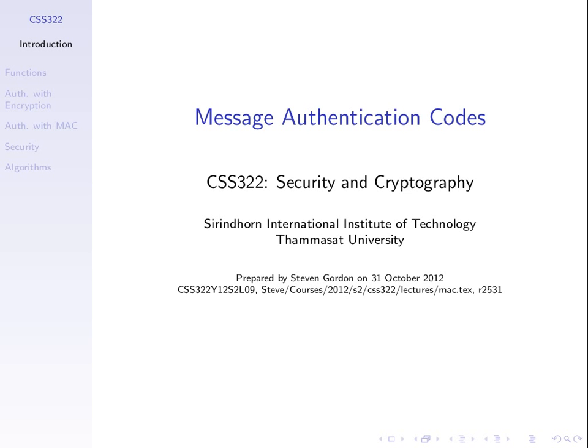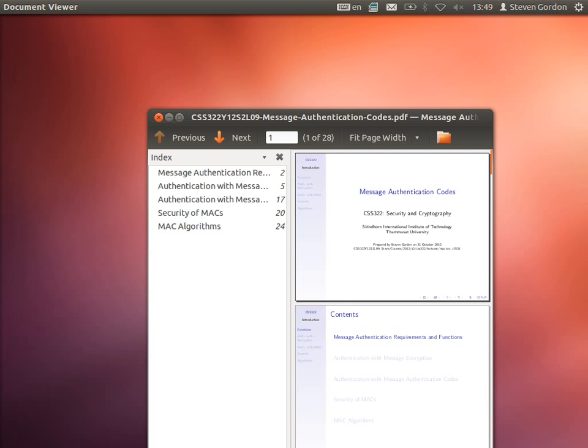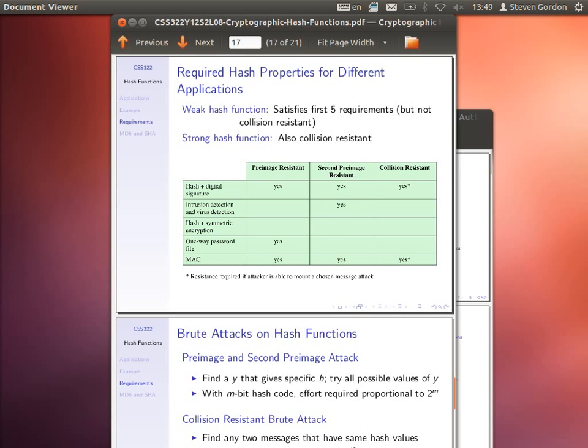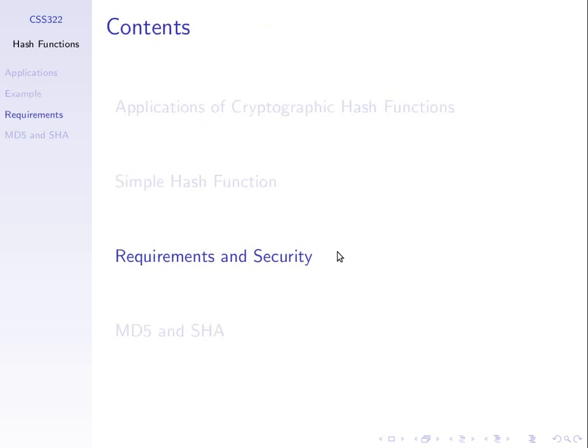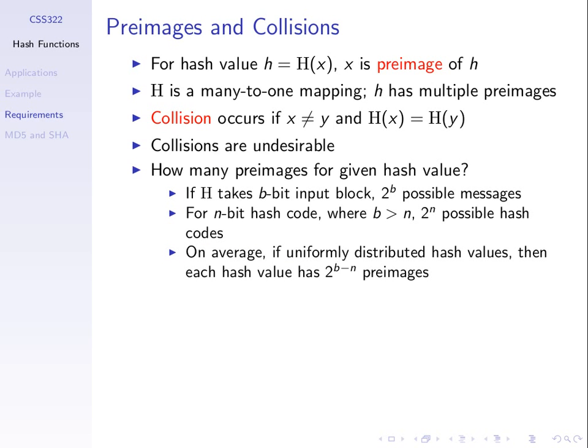Okay, pre-image. Let's go back to our slide. What is the pre-image? The pre-image is the original message. That's just the terminology we use. So the pre-image of H is the message X, the message that produced that hash value. X is the pre-image of H. H is the hash value. X is the message.